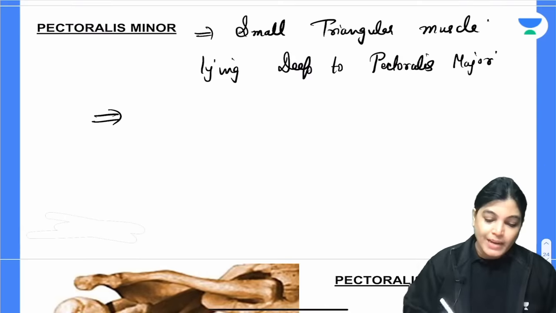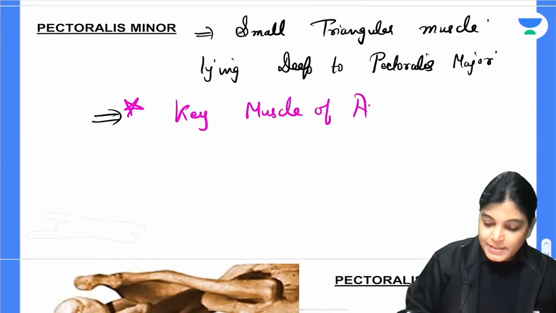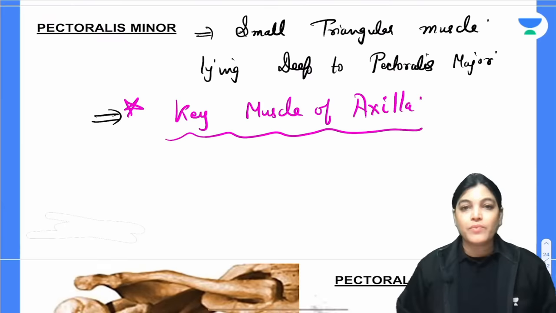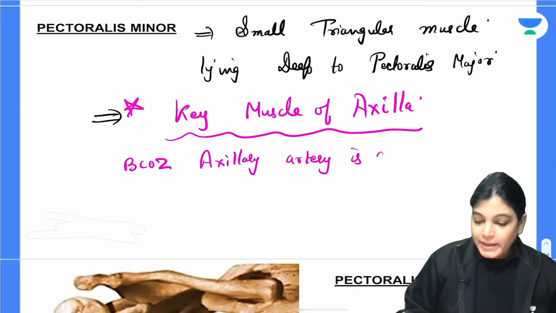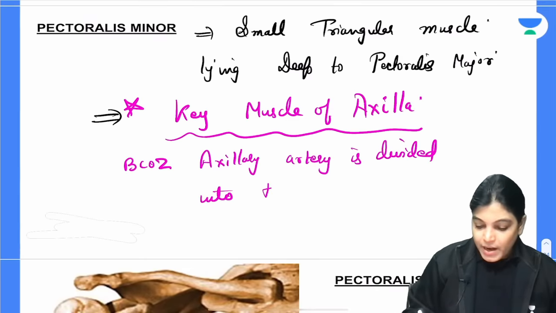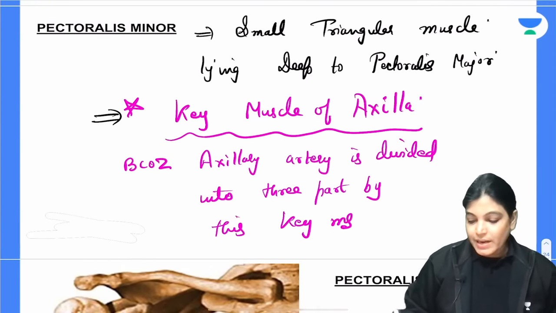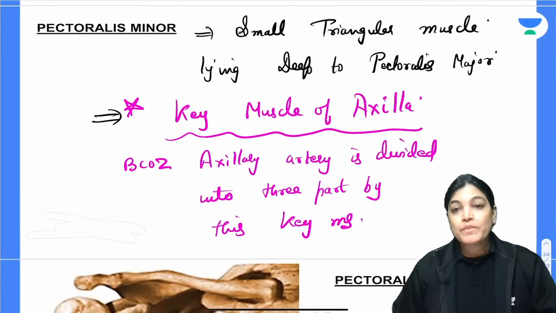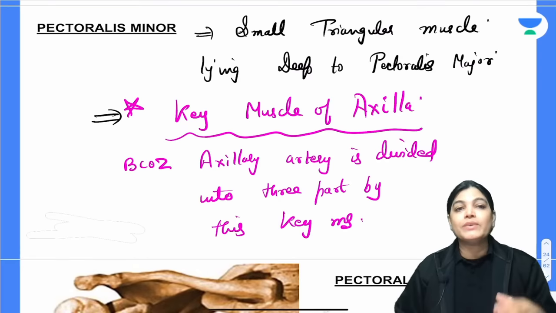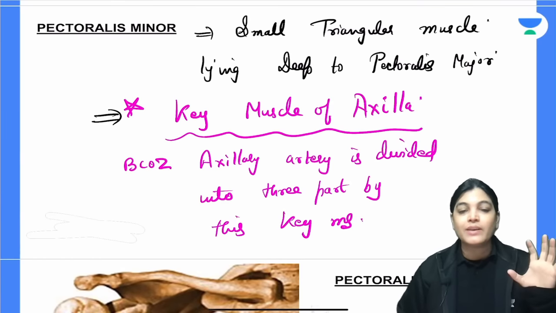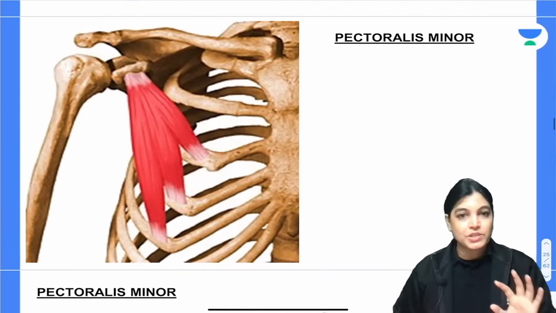Again, another important point about pectoralis minor muscle is that this is considered to be the key muscle of axilla. The reason is that the axillary artery is divided into three parts by this key muscle, that is pectoralis minor muscle: first, second and third part. The first part of axillary artery is lying superior to pectoralis minor muscle. The second part will lie deep to pectoralis minor muscle, and the third part will lie inferior to pectoralis minor muscle. So let me show you the diagram for origin and insertion, and then I will write it also, don't worry.